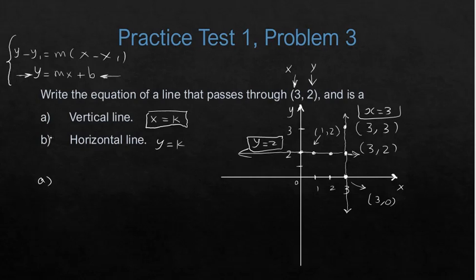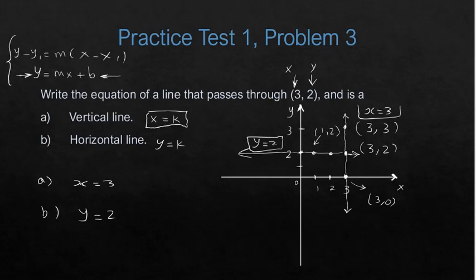So for part A, your answer would be x equal to some number, in this case x = 3. For part B, your equation would be y equal to some number, and that number is 2. So this is how you would write the equation of a line that is horizontal or vertical. If it's not horizontal or vertical, then we have to use one of those equations I showed you earlier.